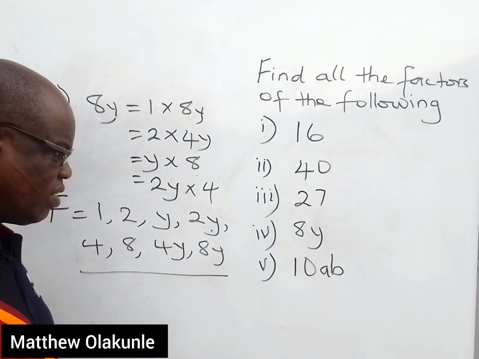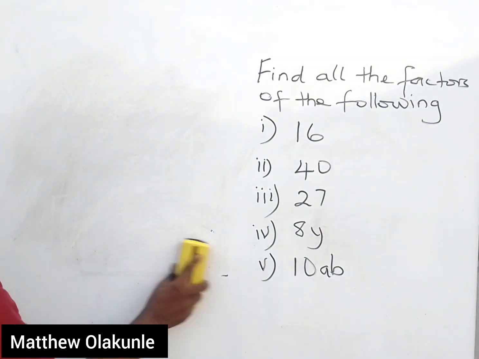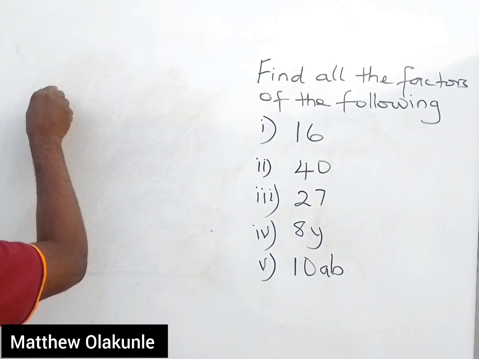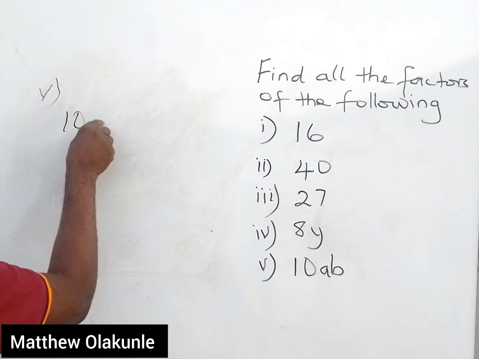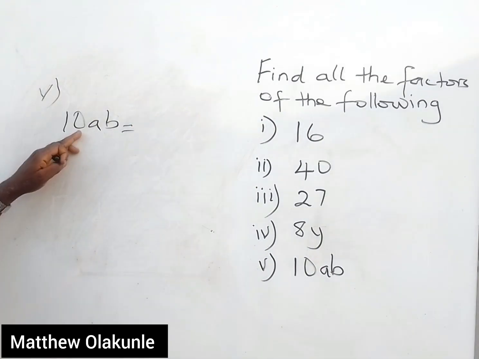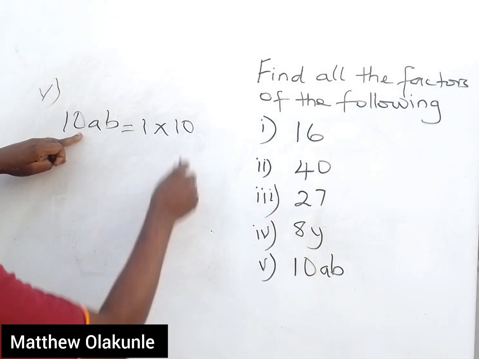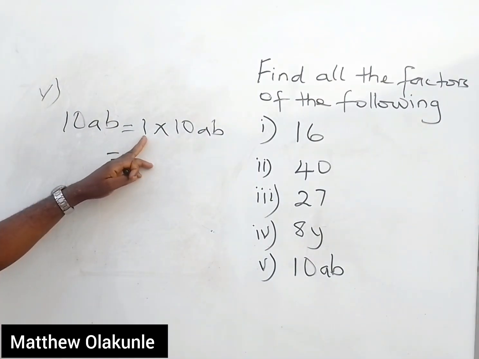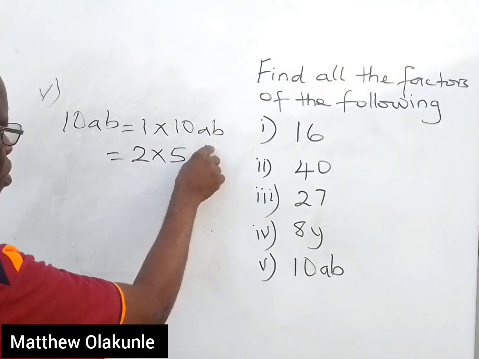Now we want to do the last one, which is number 5. Don't forget that this is an algebraic term, 10ab. So you start with 10. You imagine that you are getting the factors of 10 first. 1 times 10, then you put your ab. So after 1, you have 2. 2 times 5. You put your ab.